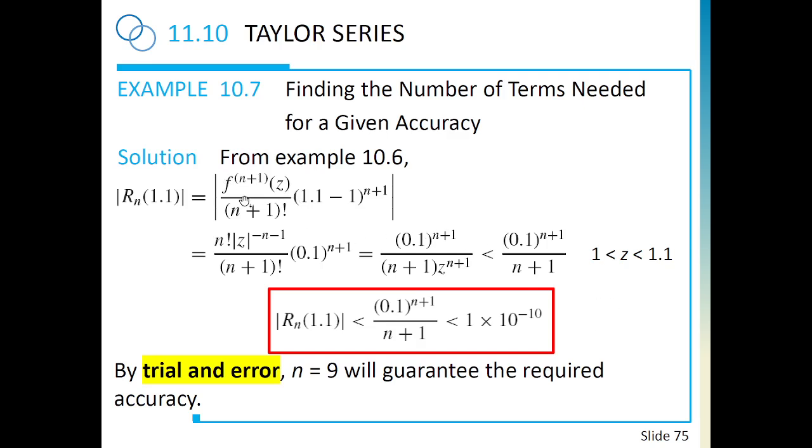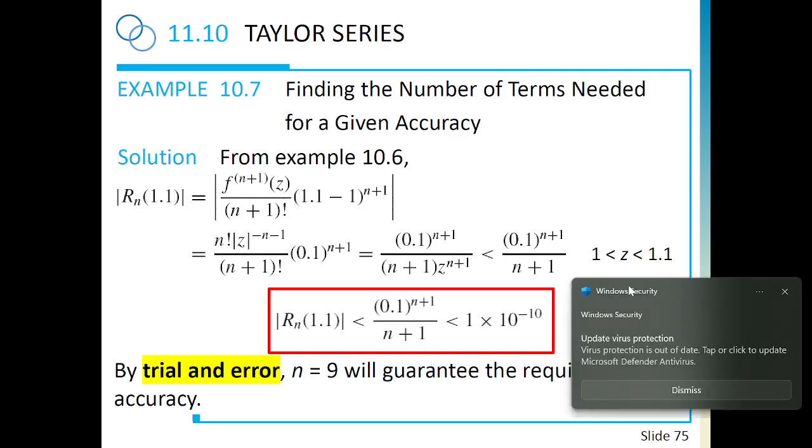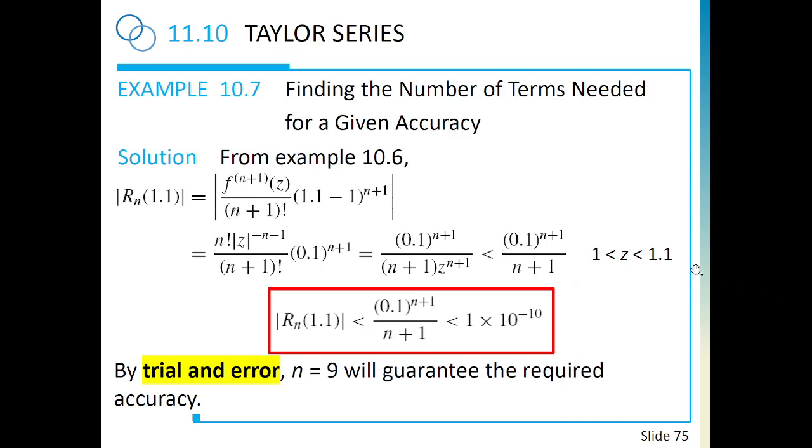Otherwise, we can always use the formula for the remainder. This is for the interval 1 to 1.1, because we are somewhere between 1 and 1.1. So if we don't use this, it's fine. We just use the formula for the alternating series, and that formula says the error is the next neglected term: 0.1 to the power n plus 1 divided by n plus 1.